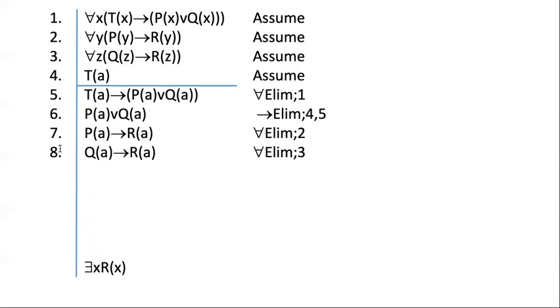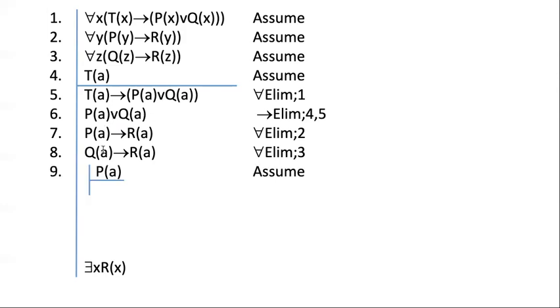Basically, I've got 3 new premises. I've got lines 6, 7, and 8. I've got a disjunction and 2 wide scope arrows. And I know from those things I'm going to have to prove that A has property R. So which one should I start using first, the disjunction or the arrows? Well, of course, I should use the disjunction.